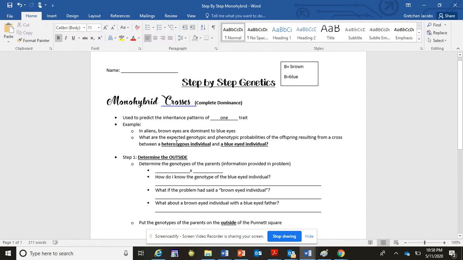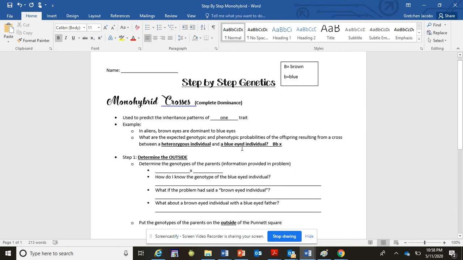And what are the expected genotypic and phenotypic probabilities of the offspring resulting from a cross between a heterozygous individual and a blue-eyed individual? So the heterozygous individual is going to be one of each. Hetero means different, so you're going to use one capital and one lowercase. And that is going to be crossed with a blue-eyed individual.